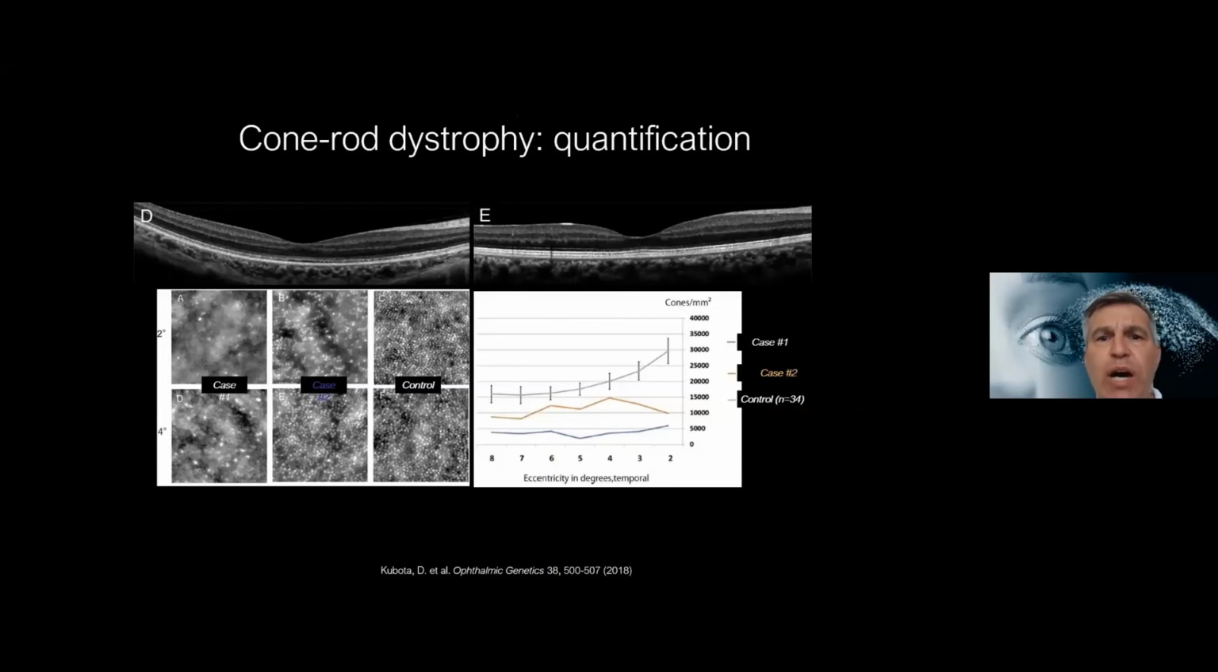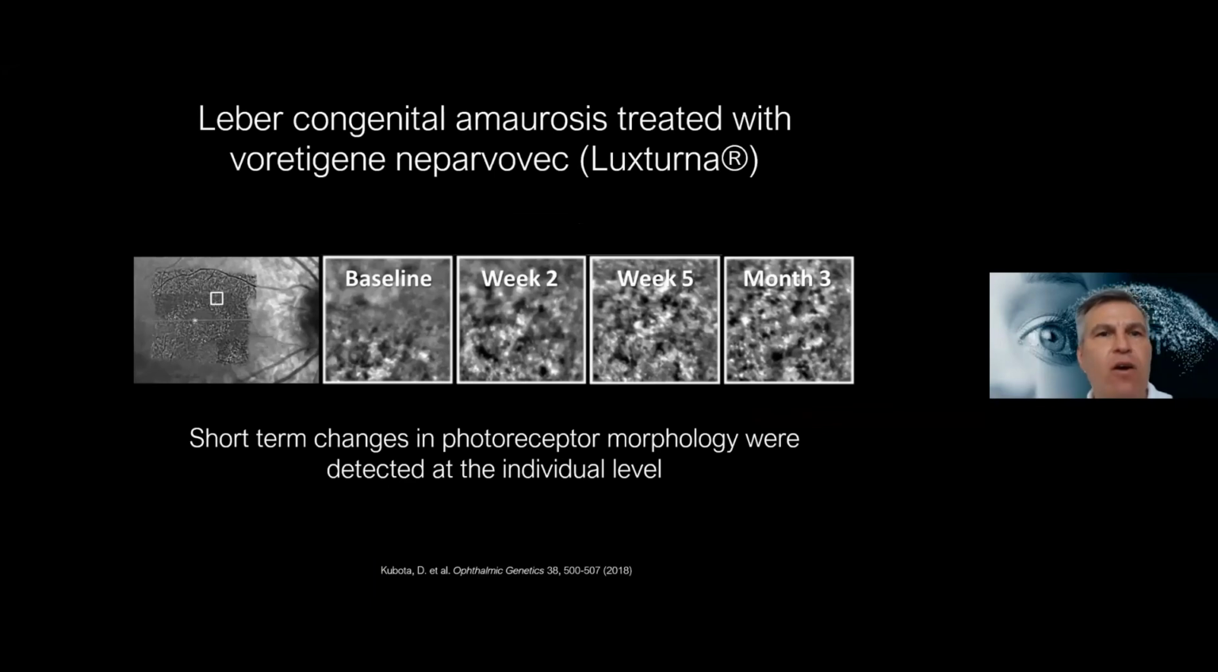So we are also able to now count the cells; in this study, was published. So we have a quantification. And I'm also very happy now for Leber that we have a therapy. And you see in a short time that with adaptive optics, you will see a change in a short time of these receptors. Only after 3 months, we have an effect in these individuals.